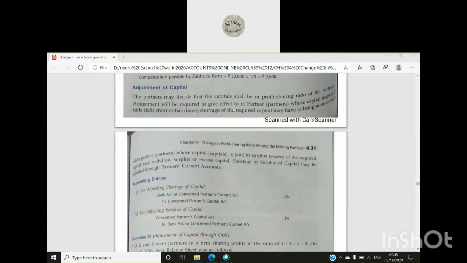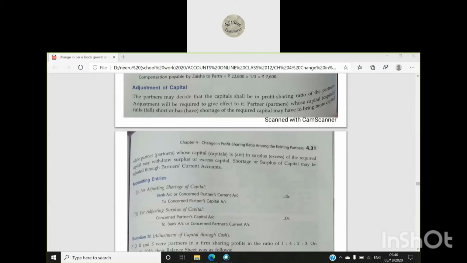Partners whose capital falls short may have to bring the required capital. For example, if according to the new PSR the partner's capital should be 1 lakh rupees and the partner's capital is coming to be 90,000, then that partner will bring 10,000 in cash into the firm. The other case is also right. There can be a shortage of capital and there can be an excess or surplus.